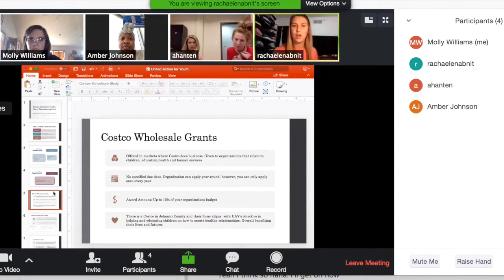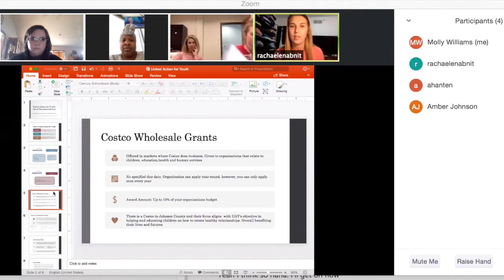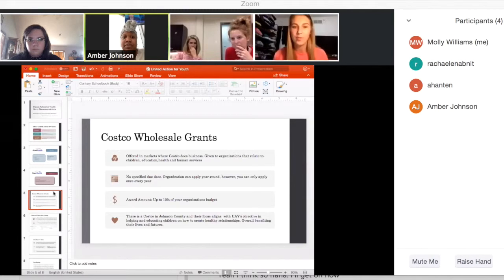These are offered in markets where Costco does business, and they're given to organizations that relate to children, education, health, or human services. These don't have a specific due date. You can apply year-round, and you can apply for up to 10% of your budget. And it would fit with UAY because there's a Costco in Johnson County, and their focus aligns with your objective of helping and educating children on how their lives in the future.